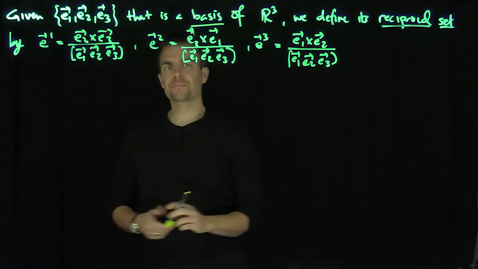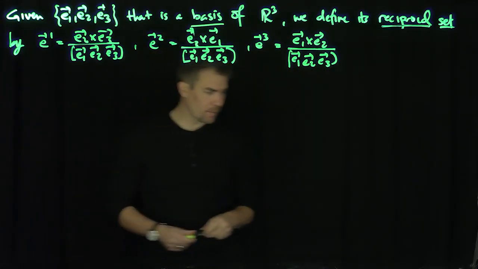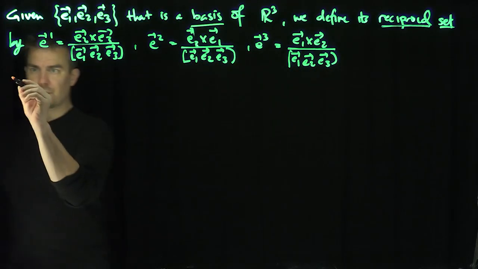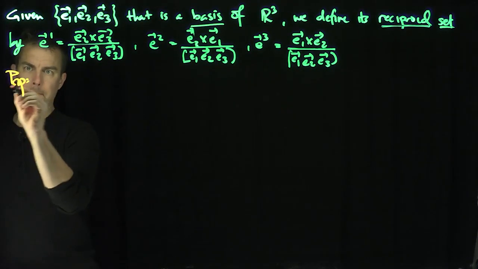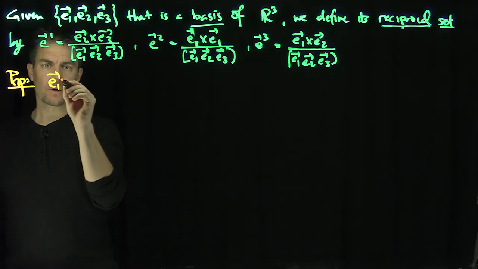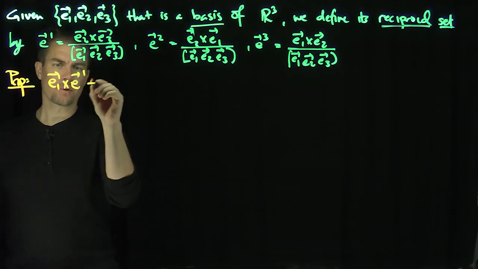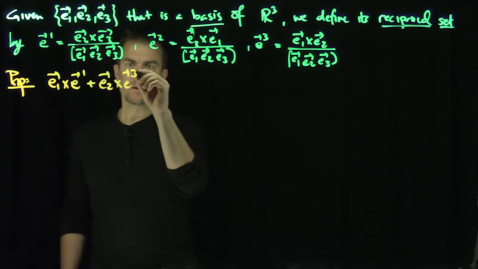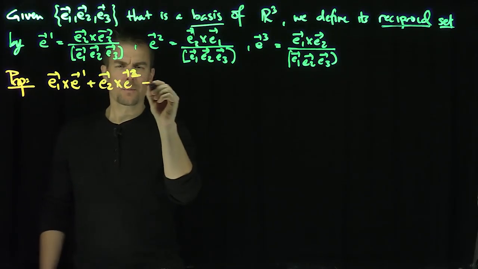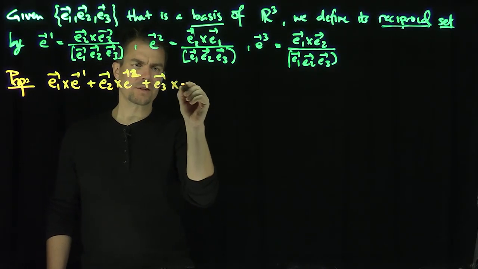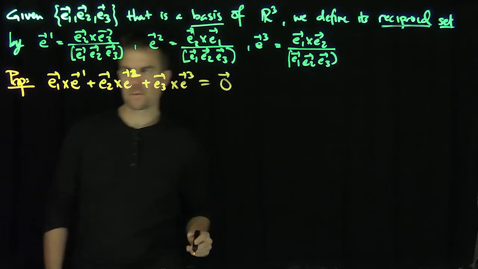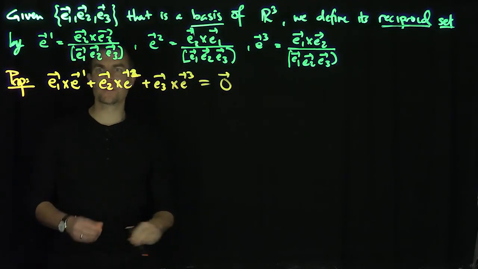Okay, excellent. And so now let's prove some propositions that are related to this reciprocal collection of vectors. Here's the first proposition: E1 lower cross E1 upper plus E2 lower cross E2 upper, that's a 2, plus E3 lower cross E3 upper is the zero vector. Okay, so let's prove something like this. So let's look at these things in sequence.